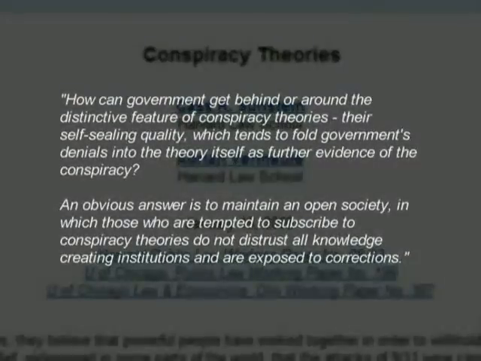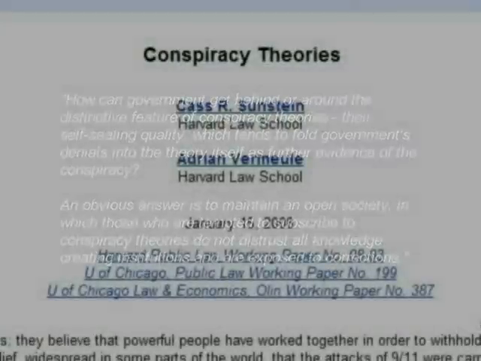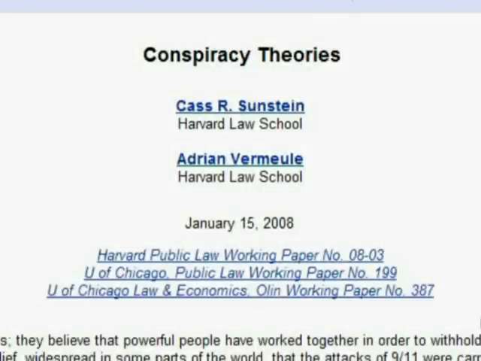How can government get behind or around the distinctive feature of conspiracy theories, their self-sealing quality, which tends to fold government's denials into the theory itself as further evidence of the conspiracy? An obvious answer is to maintain an open society in which those who are tempted to subscribe to conspiracy theories do not distrust all knowledge-creating institutions and are exposed to corrections. Thankfully, the authors are talking some sense here.